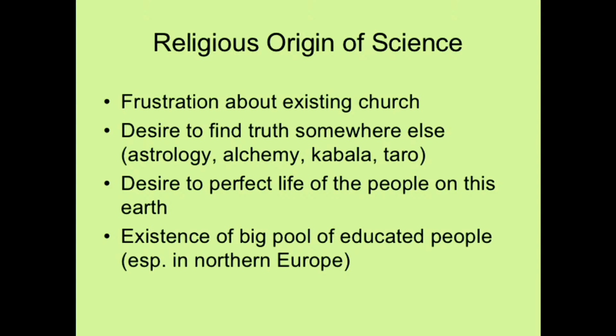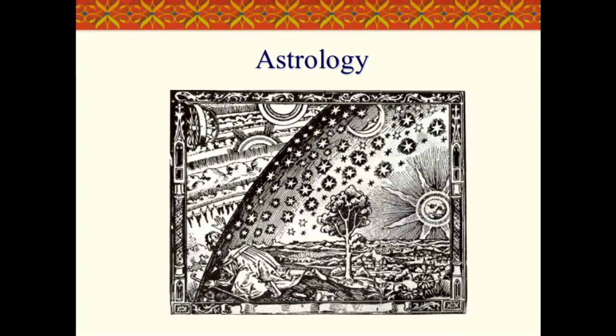And as I said, we have a huge pool of educated people, especially in Northern Europe, who could do this tinkering with other things. They could do alchemy, astrology, Kabbalah, okay? Educated people, artisans primarily, who lived in towns, okay? I will show you this image that explains to you, okay?